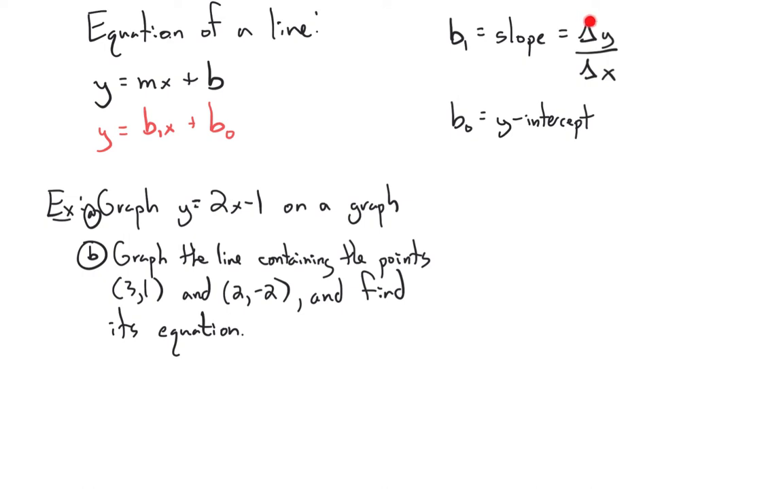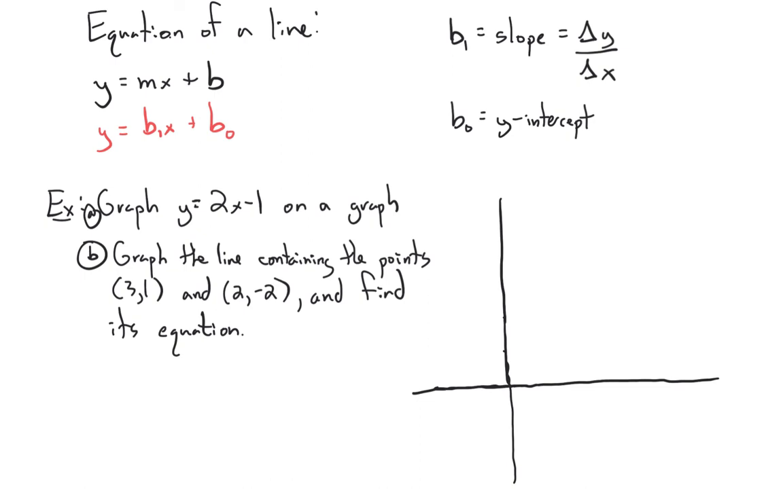And remember, slope is just your change in y over your change in x. It tells you how many units to move up or down in the y direction as you move 1 over in the x direction. Okay, so let's do these two quick examples. Maybe a good idea for you guys is to pause the video now and try these. Just quickly graph y equals 2x minus 1 on a Cartesian coordinate system. And secondly, graph the line containing the points (3, 1) and (2, -2), and then quickly find its equation. So pause the video now and make sure that you can do that.